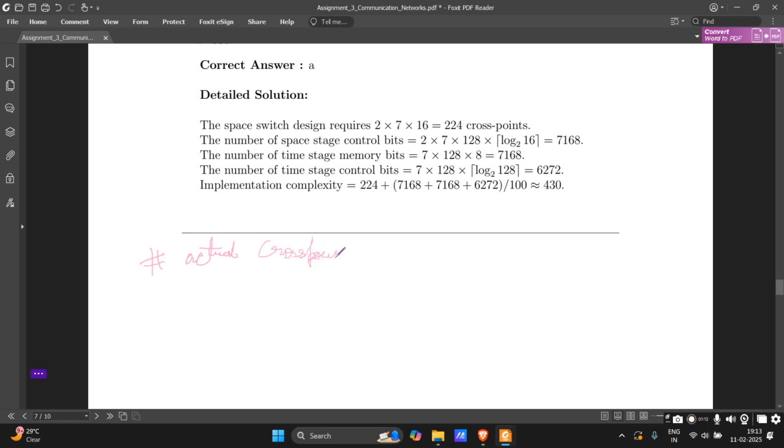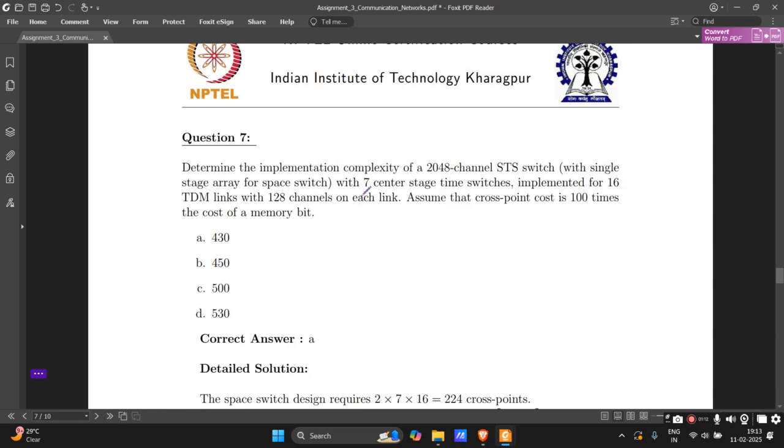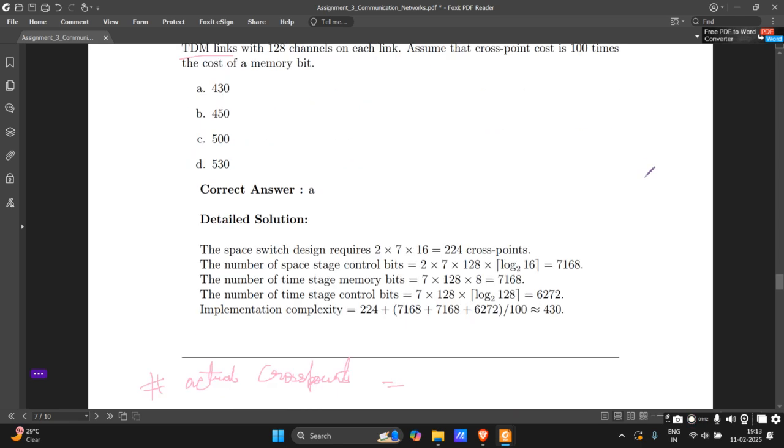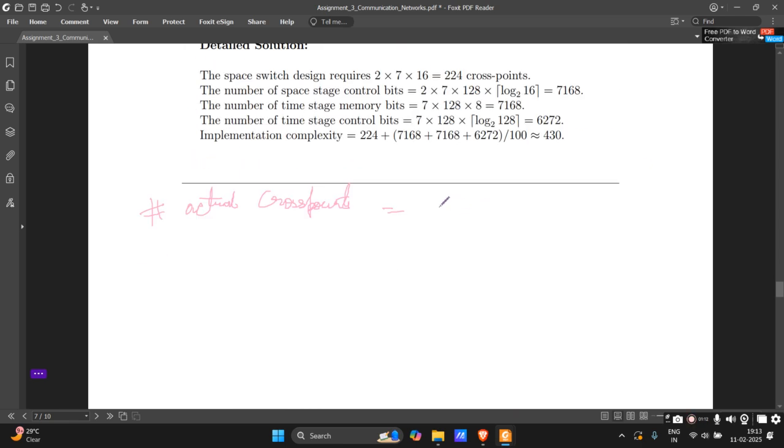Here you have an STS switch, space time space switch. So you have two space switches. Each will have n cross k, where k is the number of center stage switches. n is 16 TDM links, so there will be 16 users. So n is 16 and k is 7. So 2 into 7 into 16, so 224. Now we need the memories.